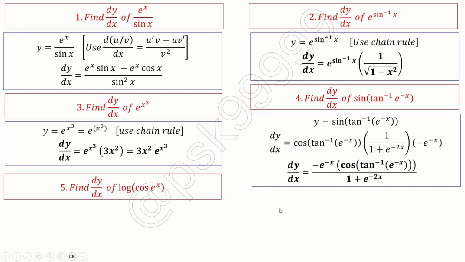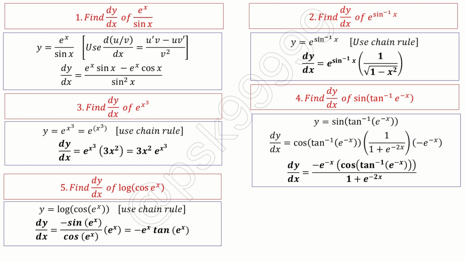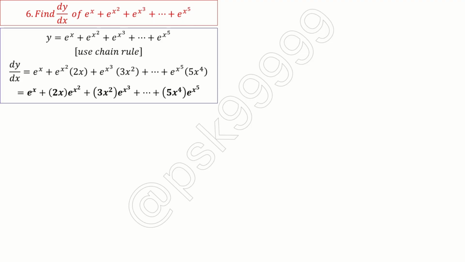Next, log of cos of e to the power of x. Again, you will apply chain rule. You can do it yourself. This is the answer: minus e to the power of x tan of e to the power of x. Then you can apply the u plus v rule. Basically, differentiate each term individually. So you will get e to the power of x plus 2x e to the power of x square plus 3x square into e to the power of x cube, up to 5x to the power of 4 e to the power of x power 5.